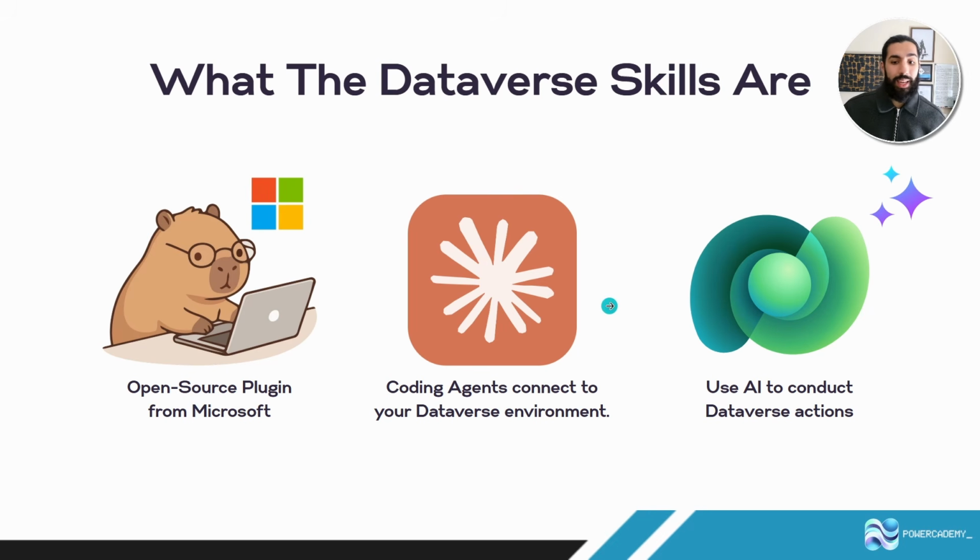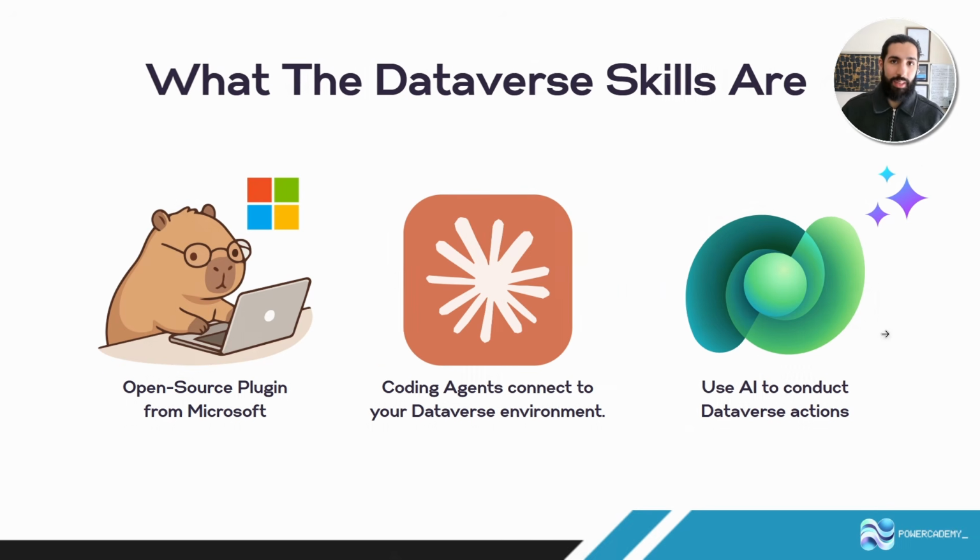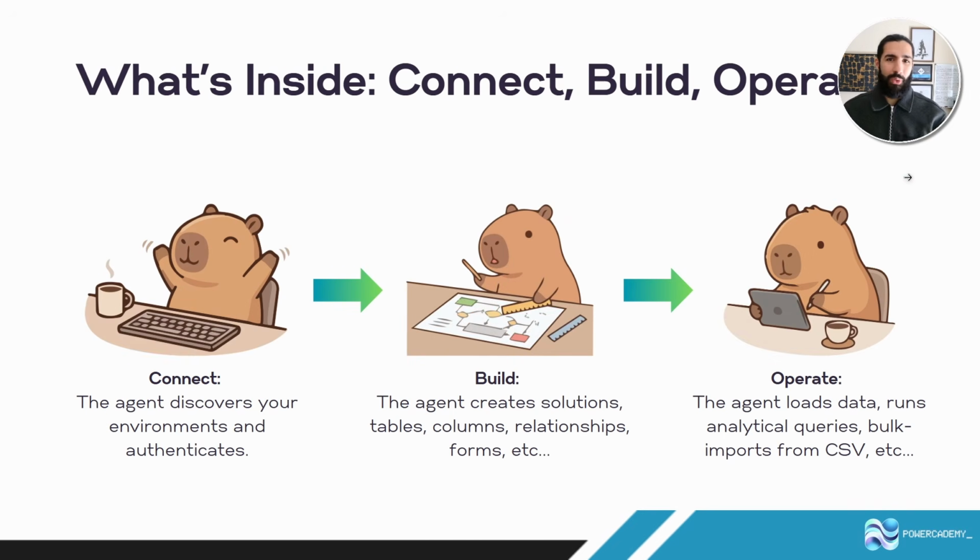So coding agents now connect to your Dataverse environment so you can query against it, you can build against it, and it's built in with the skills to understand how it can do that in the most effective way. And now you can use AI to conduct Dataverse actions. So if you want to get a query of all of your Dataverse data with X revenue, or if you want to bulk import data, you can now do this through the Dataverse skills. Now, Microsoft breaks this down in 3 distinct areas: connect, build, and operate.